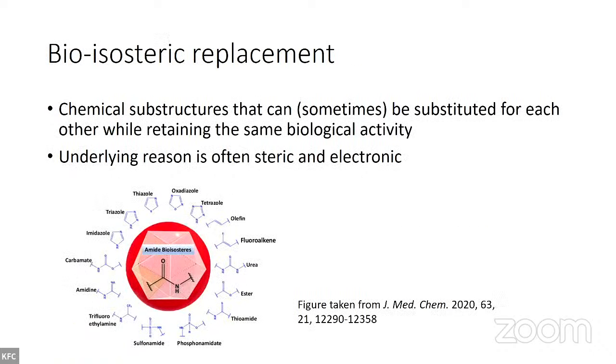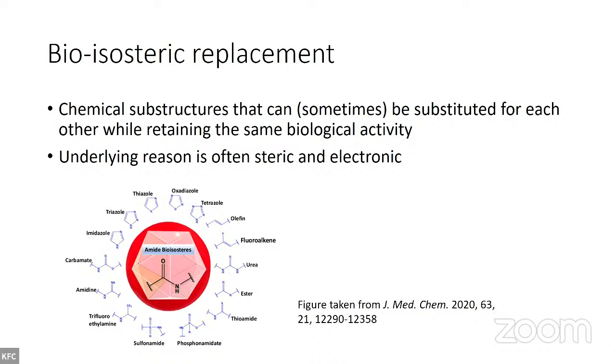Then the second thing which I wanted to mention is bioisosteric replacement. So this is one strategy with which we can move in a little bit parallel way outside of, let's say, the normal similarity path. So what's a bioisostere? This is a chemical substructure that in some cases can be substituted for another while retaining the same biological activity. Here you can see a typical example, the amide group, very common. It can be substituted by these other functional groups while in some cases retaining activity.